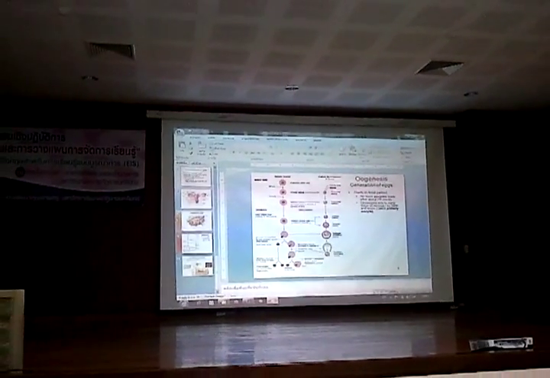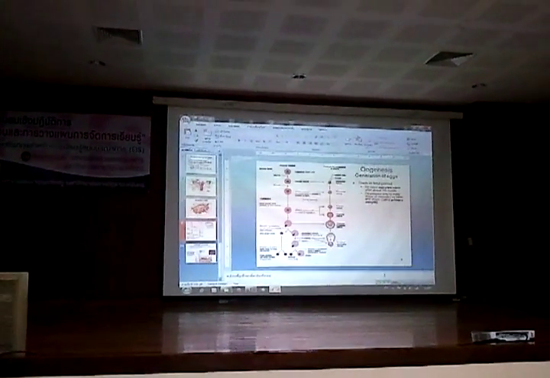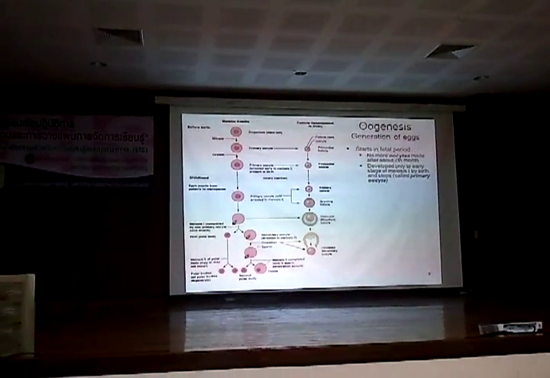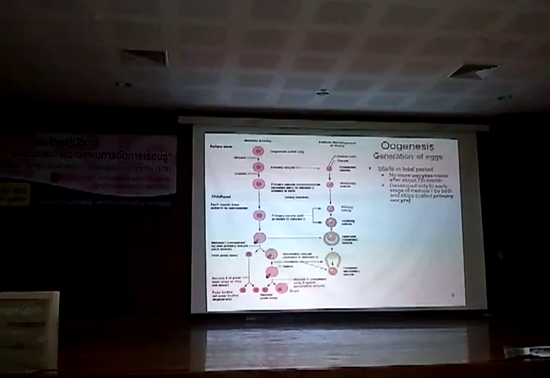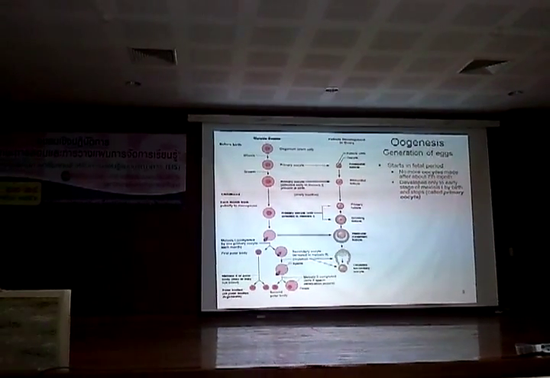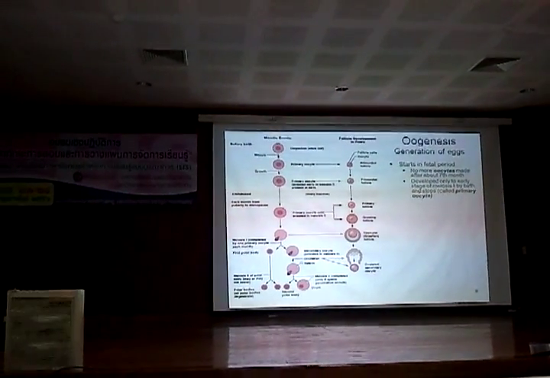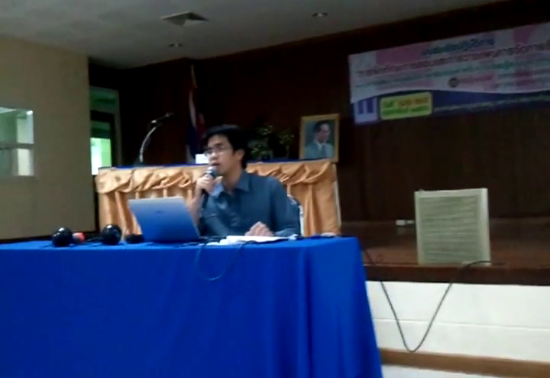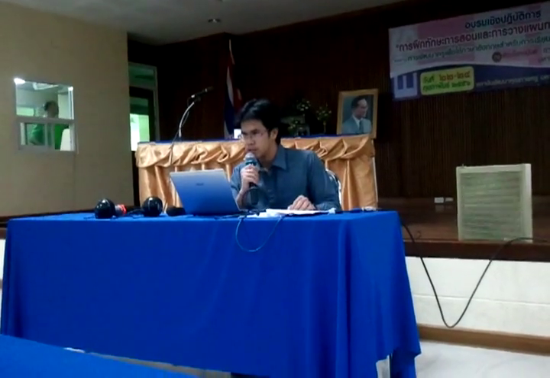The stem cell for the egg is the oogonium, but it is different from the sperm formation. From one oogonium or egg stem cell, it can produce only one egg. The three disappear.